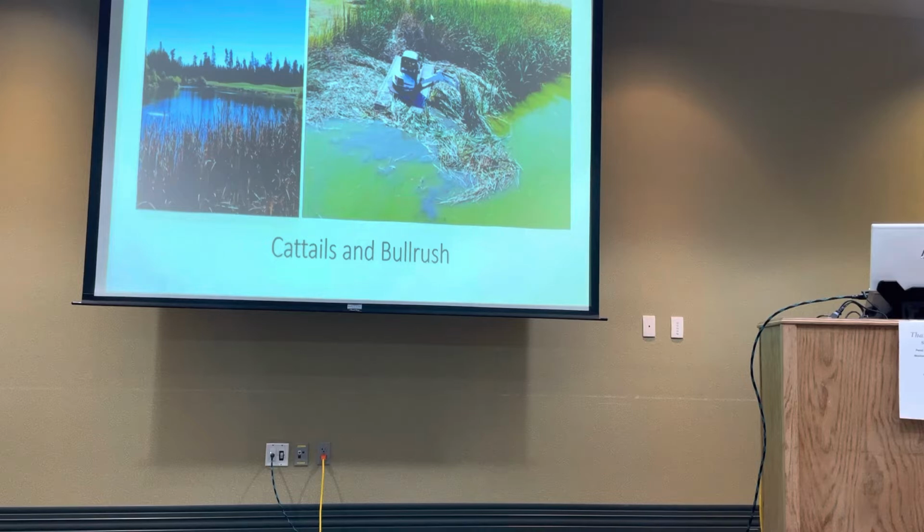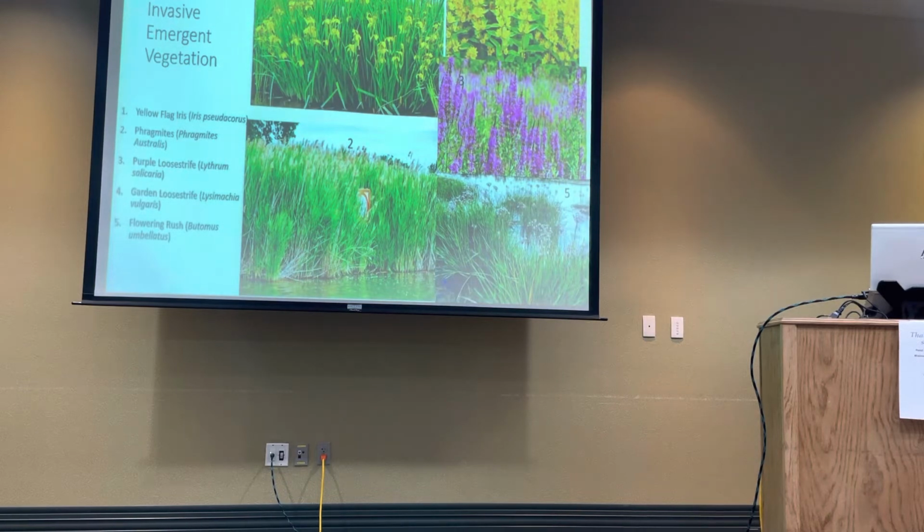Here's a marsh master. We have some cattails. There's also invasive emergent vegetation as well. Some common emergent plants are yellow flag iris, that's number 1 right up here, top left. And then we've got Phragmites right below it. Purple loosestrife is right here, number 3. And then number 4 is garden loosestrife.